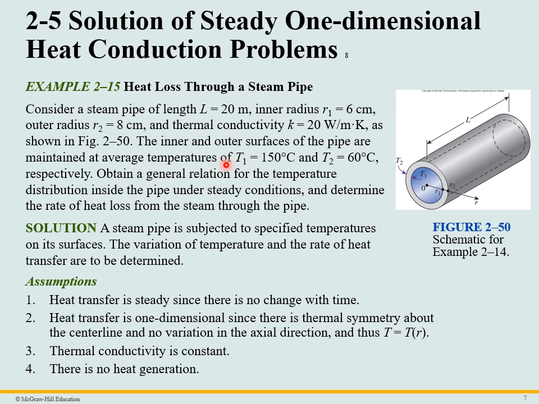Example 2-15 walks through exactly the same kind of thing, except it uses cylindrical coordinates. It gives us the temperature differences on the inside and outside wall. It gives us the pipe length, L. It gives us R1 and R2, the two different radii of the cylinder. Here we just want to obtain the general relation for the temperature distribution inside the pipe and determine the rate of heat loss from steam through the pipe.